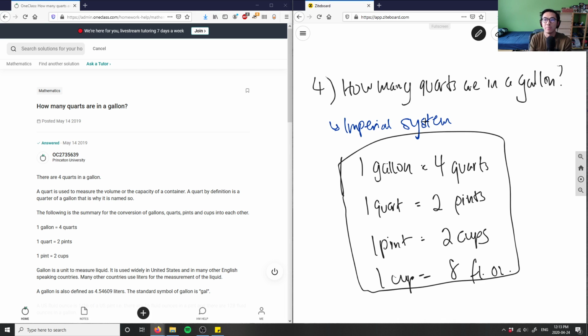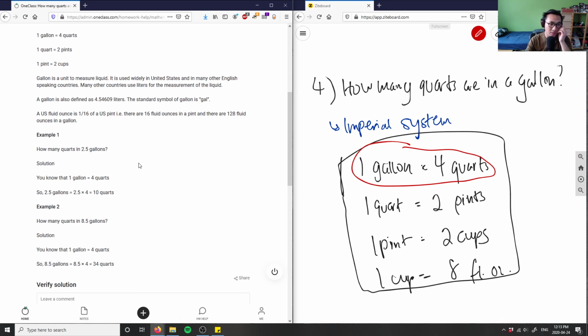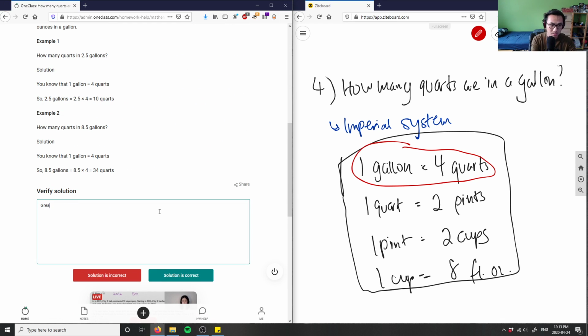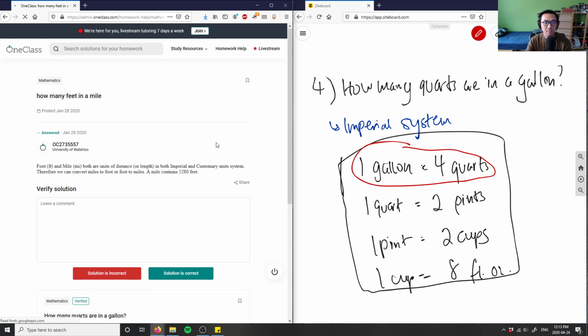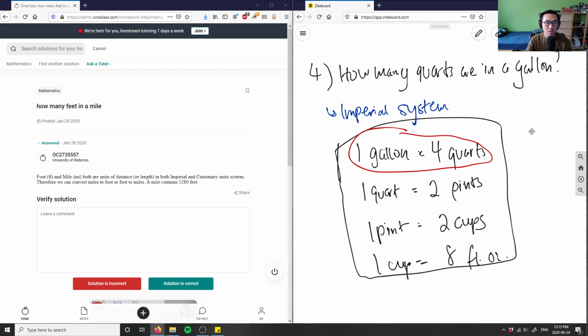And the question is asking how many quarts are in a gallon. Well, I don't have to do a conversion here, and I can simply say that 1 gallon equals 4 quarts. So this solution here is correct. 1 gallon is 4 quarts. Great solution and analysis. Very easy question here. That's good.